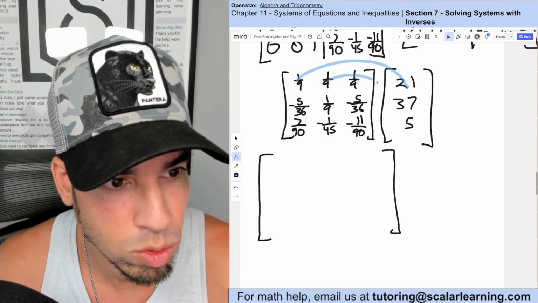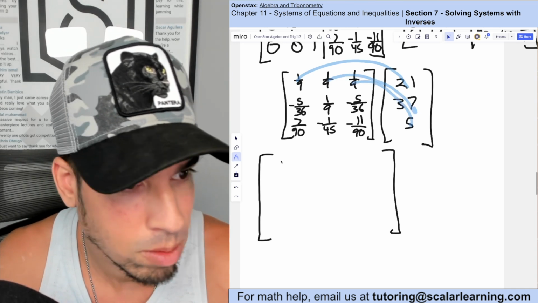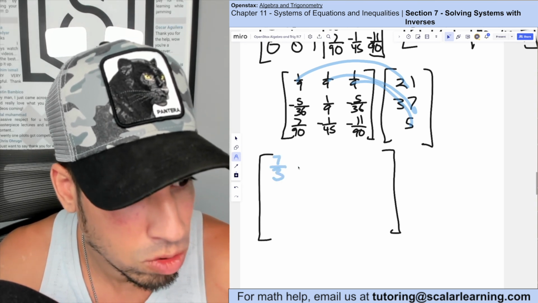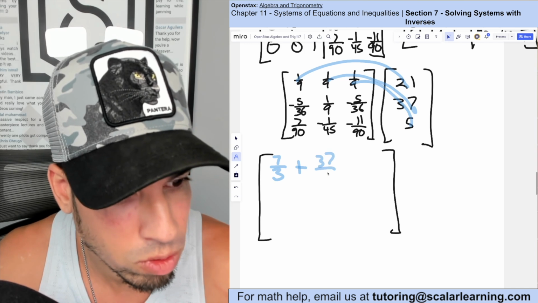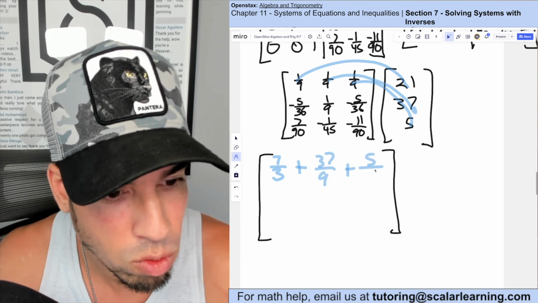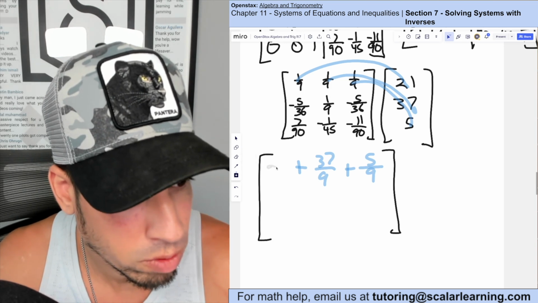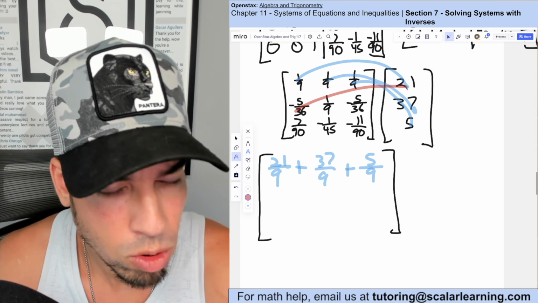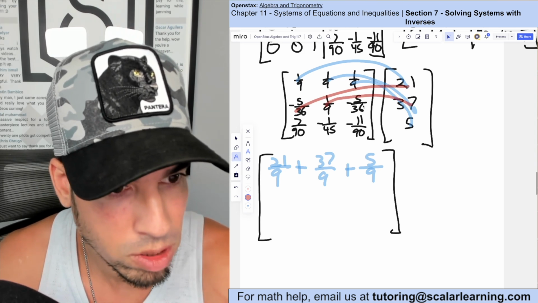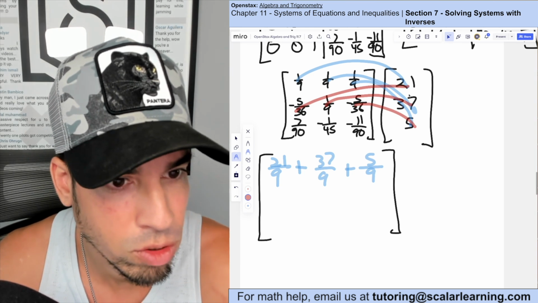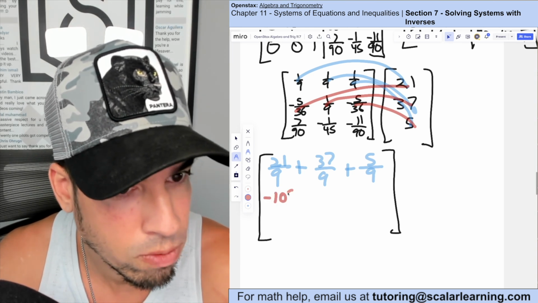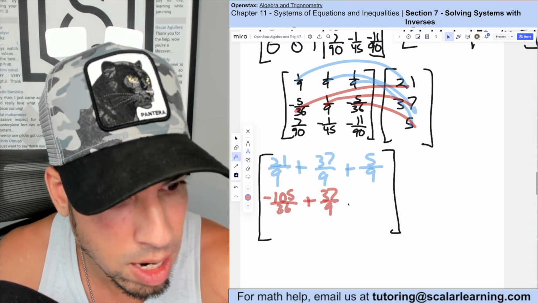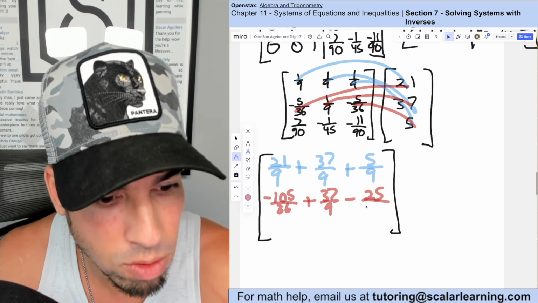1/9 times 21 plus 1/9 times 37 plus 1/9 times 5. So that's 21 over 9, which is 7/3, plus 37 over 9 plus 5 over 9. I'm going to change that one back to 21 over 9 so they all have common denominators, like so. Next, we got negative 5 over 36 times 21 plus 1/9 times 37 plus negative 5 over 36 times 5. So that is negative 105 over 36 plus 37 over 9 minus 25 over 36.